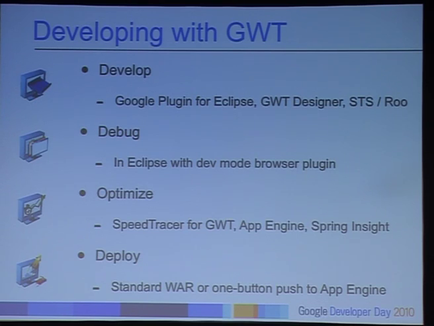The Google Web Toolkit gives you tools for the whole development lifecycle. So you write your code in Eclipse with the Google plugin for Eclipse. You debug also in Eclipse. We'll show that in a moment. Then you can use Speed Tracer, which is written by the GWT team. It's a Chrome extension that will show you in very detailed view exactly how much time is being spent in the browser processing the JavaScript, parsing it, et cetera. And then finally, you can use Google plugin for Eclipse or Maven to deploy your code to App Engine or to any server in the cloud.